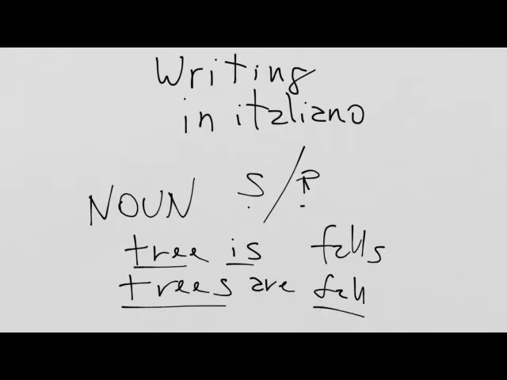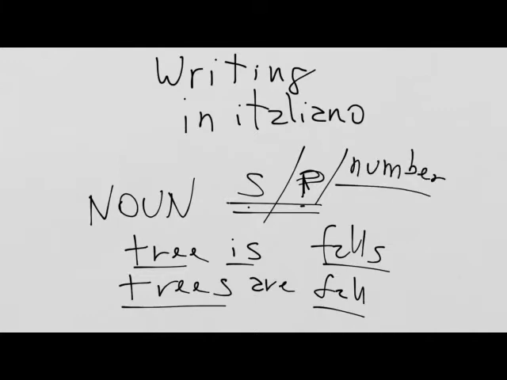And there must be what we call an agreement. The verb must agree with the noun in terms of singular and plural. This feature is called number. So we can say that tree is singular, trees are plural, and the category that this belongs to is called number. In Italian, in addition to number, we have a second feature, which is gender.